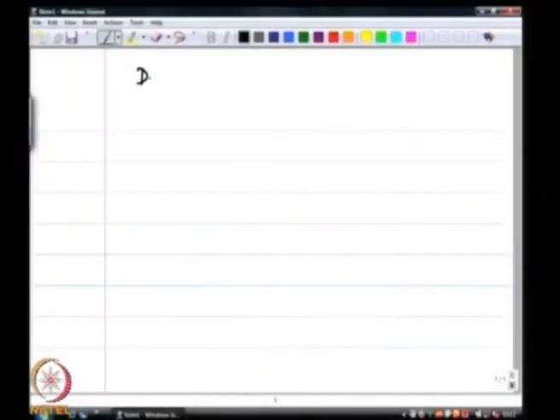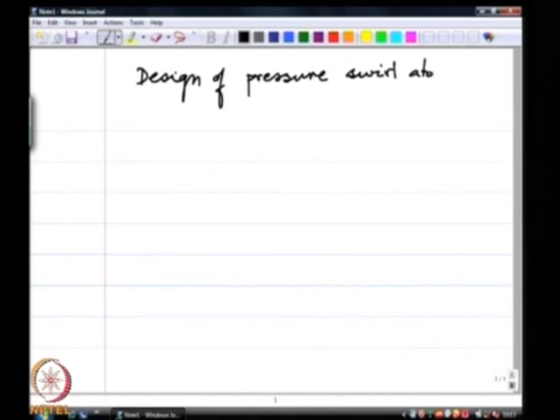Welcome. We will continue our discussion on sprays, but we will switch gears slightly. We will start to look at the insides of some of these atomizers and nozzles. For the next few lectures, we will talk of the design of atomizers, and we will begin with the design of a pressure swirl atomizer.